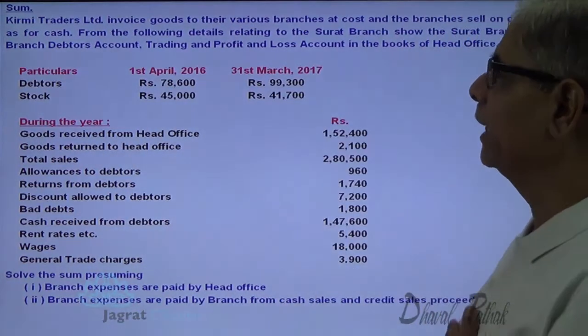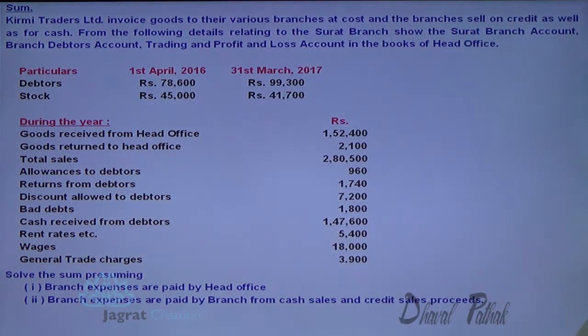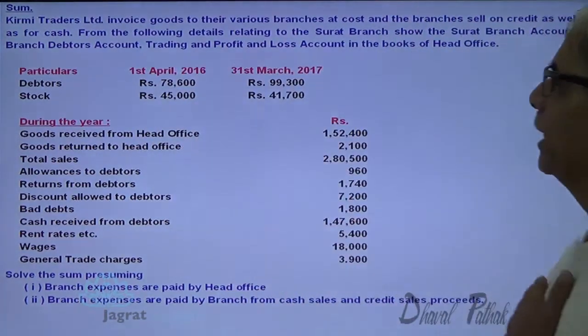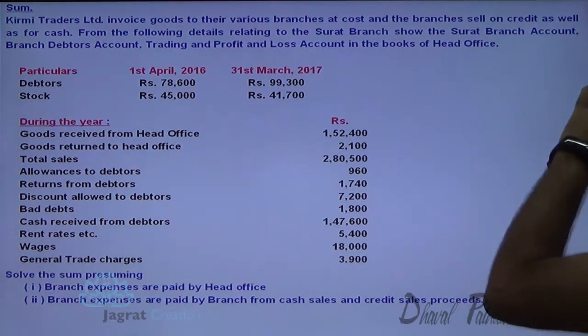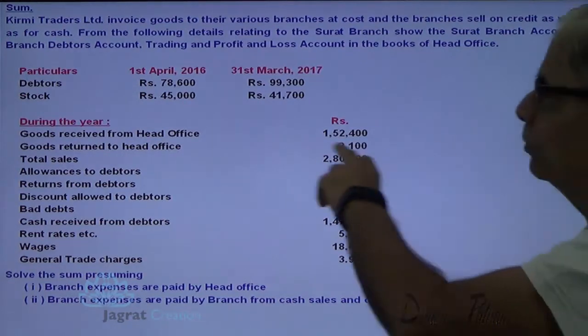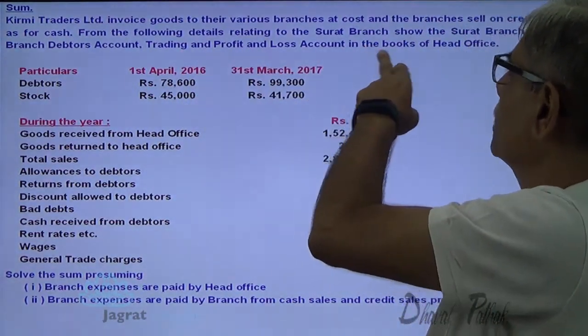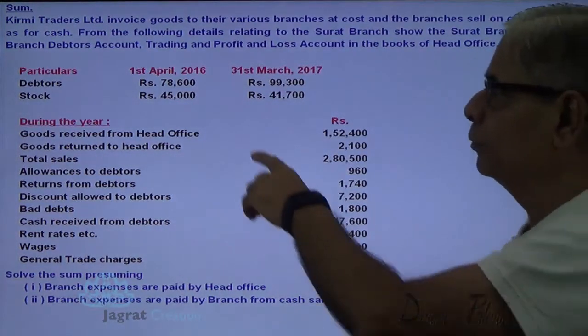Creamy Traders Limited invoice goods to their various branches at cost, and the branches sell on credit as well as for cash. From the following details relating to the Surat branch, show the Surat branch account, branch debtors account, branch trading and profit and loss account in the books of head office.